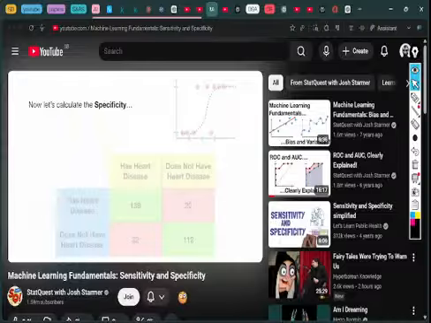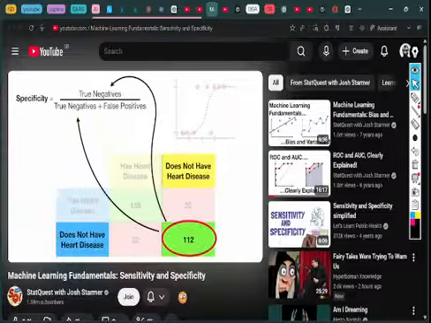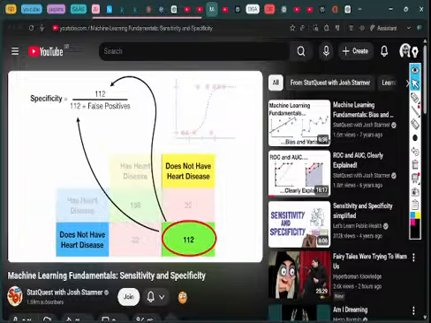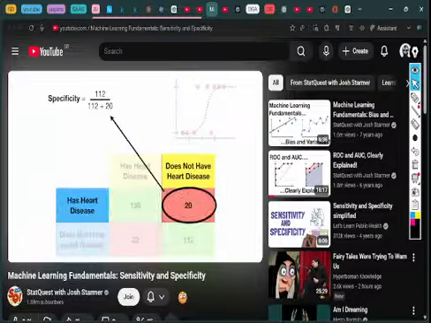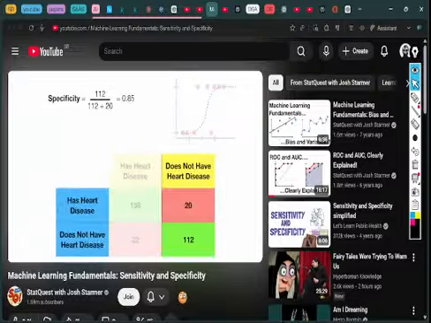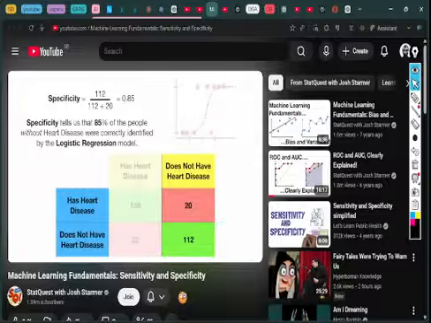Now let's calculate the specificity. Here's the formula for specificity. And for true negatives, we'll plug in 112. And for false positives, we'll plug in 20. When we do the math, we get 0.85. Specificity tells us that 85% of the people without heart disease were correctly identified by the logistic regression model.